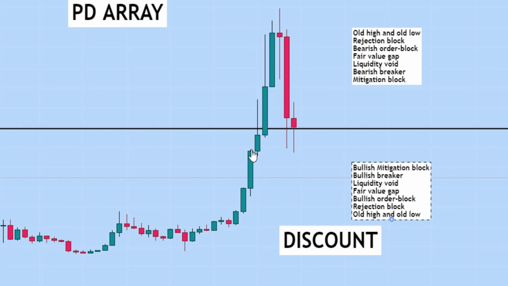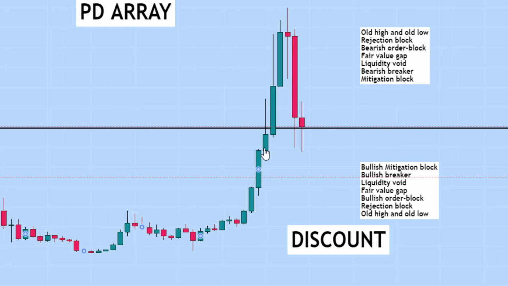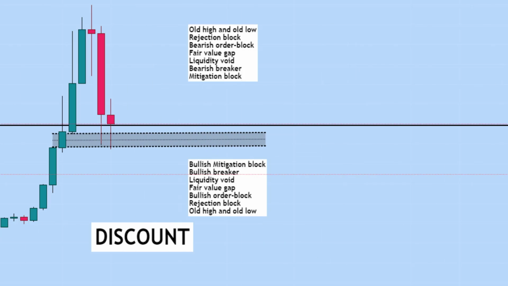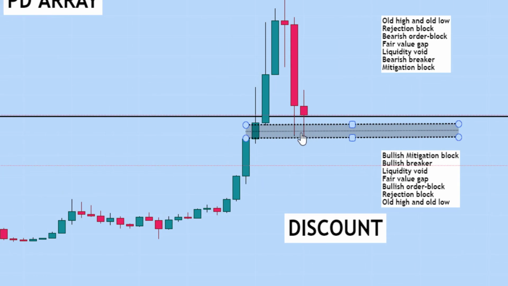Can you see the high of this candle and the low of this candle? 1, 2, 3, 3 candle price action. We just place our line here. Let me adjust it properly so you can see what I'm saying. So this is a fair value gap, clearly seen. So we have seen one. And did price actually react at that point? Yes, price is reacting at this point.